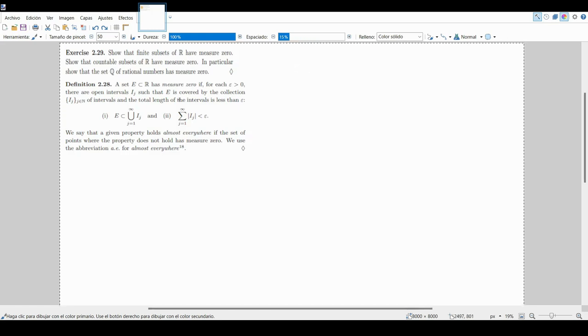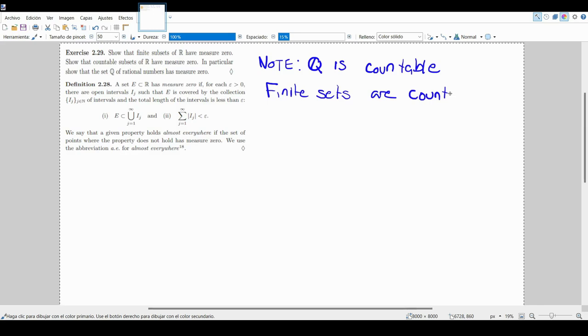We can note that Q, the set of rational numbers, is countable. Additionally, finite sets are countable. Therefore, it is sufficient to show that countable subsets have measure 0.